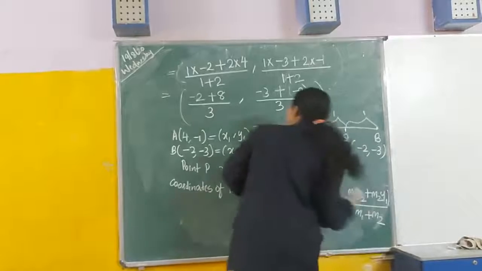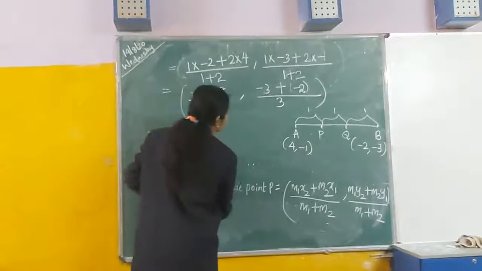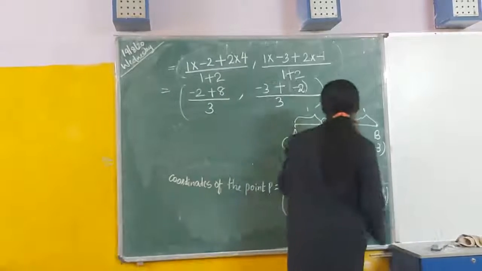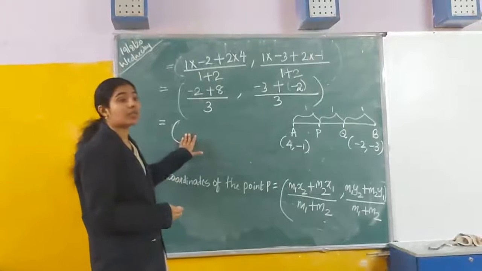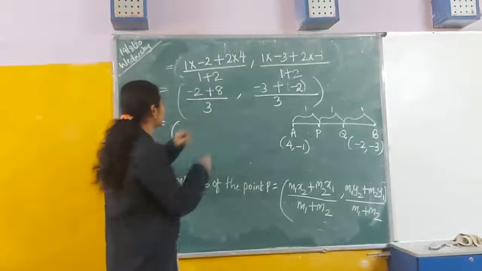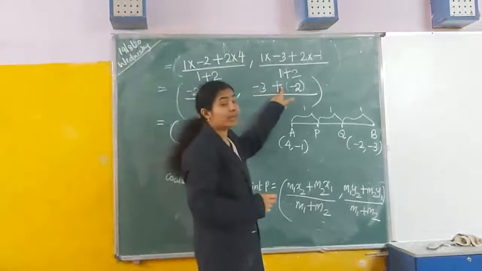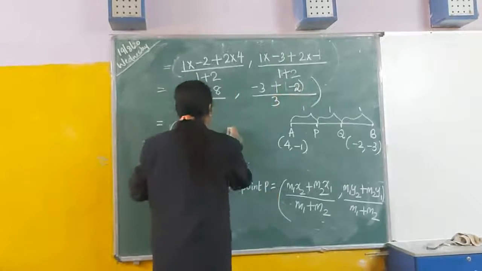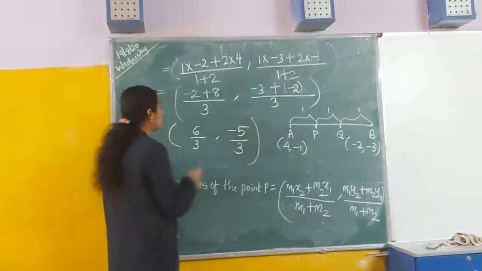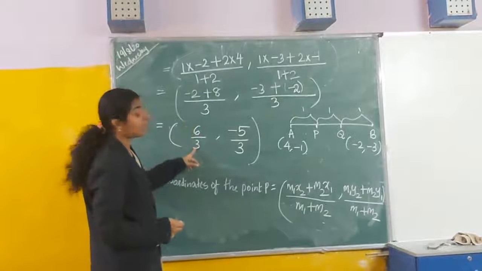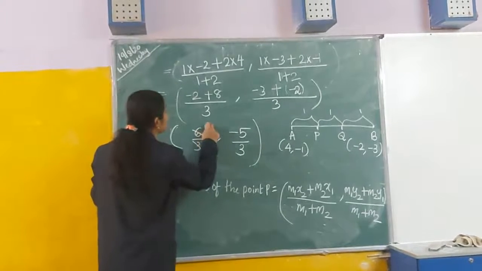Again when you simplify, what will you get? Minus 2 plus 8, that is 6, divided by 3. Minus 3 plus minus 2, that is minus 5, divided by 3. Here you can see 6 and 3 are in the same multiples, so we can cancel it. 3 ones are 3, 3 twos are 6.